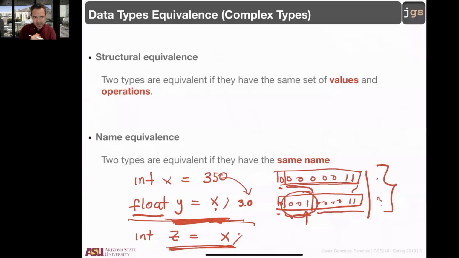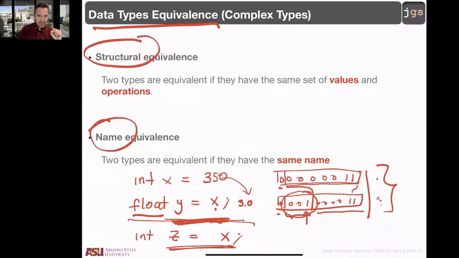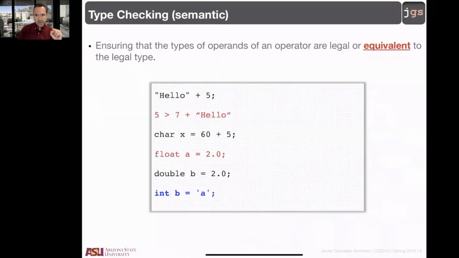Number one, you can have data type equivalence. I am talking without casting yet. You can have data types equivalent because they have the same structure, or you can have data type equivalence because they have the same name. Let me show you.